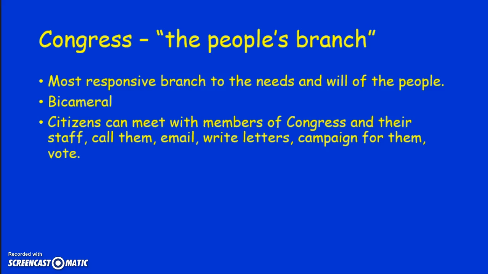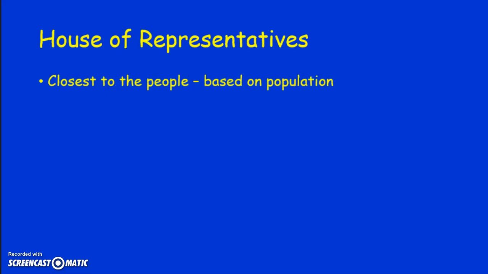So it's very interactive with the people. All right, the House of Representatives, of the 2 houses in Congress, is the closest. It's based on population. So we have 36 representatives in Texas in the House, and there are 36 districts. We're District 32, and our congressman is Pete Sessions, and you could meet him easily. He sometimes comes to Sachse High School.